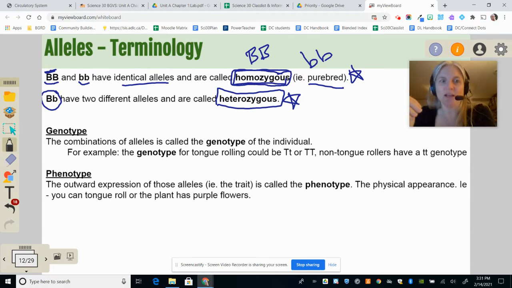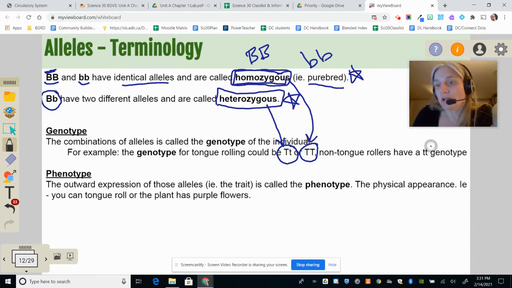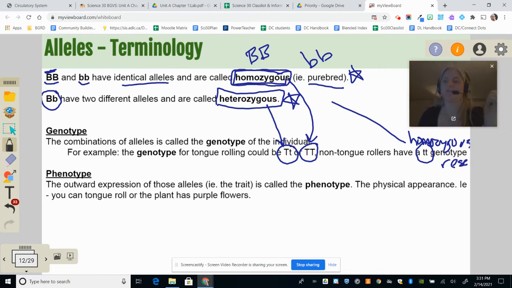All right, genotype. When we're talking genotype, this is when we're looking at the actual genes, the allele combination. So for example, the genotype for a tongue roller could be big T, little t, which we call heterozygous, or big T, big T, which is homozygous dominant. And non-tongue rollers could have little t, little t, which remember is homozygous recessive. Oh, and I went off the board.